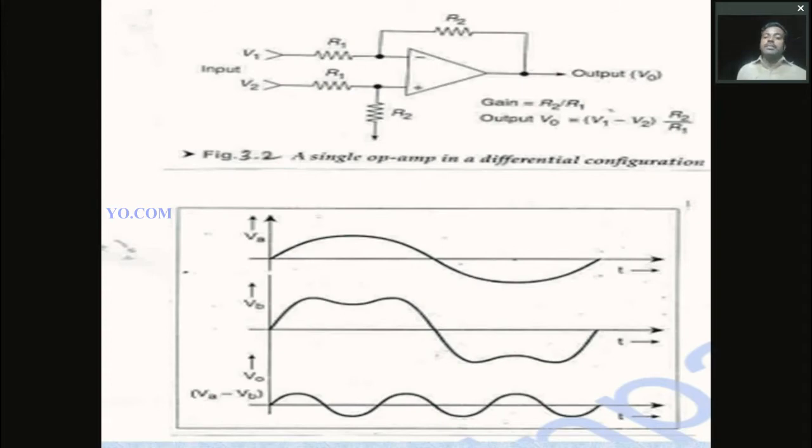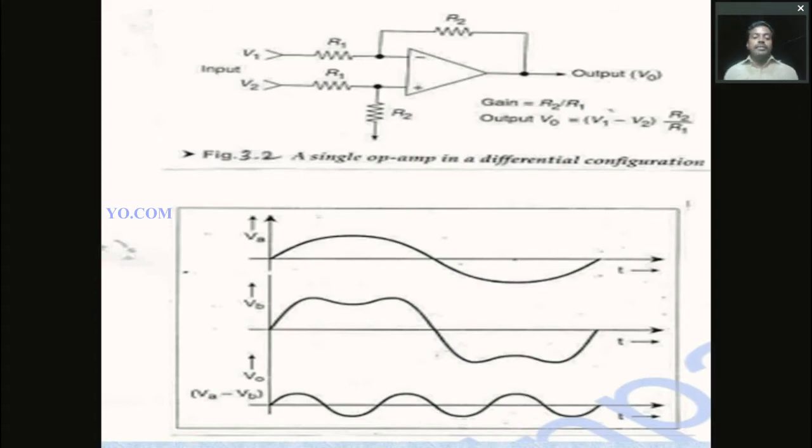This is an op-amp based differential amplifier, operational amplifier based differential amplifier. So V1 and V2 are the two inputs, R1 and R2 are input resistances, RF is a feedback resistance, R2 is a biasing resistance. Okay, so the gain of this amplifier is R2 divided by R1. We already studied this in LIC, right? Then the output V0 equals (V1 minus V2) times R2 divided by R1. This is the output.